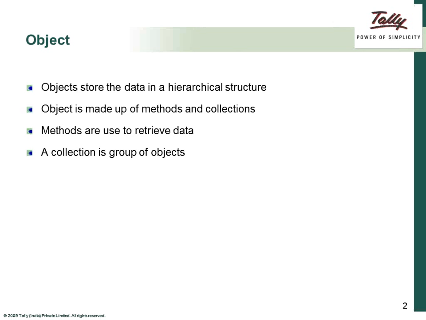Objects. Primary objects store data in a hierarchical structure. A primary object is made up of methods and collections, or rather I could say sub-collections. Methods are used to retrieve the data. A collection is a group of similar objects together. My bill allocations, all the bill objects, are of the same kind? Yes. So a group of the same kind can be a collection, and this is a sub-collection.